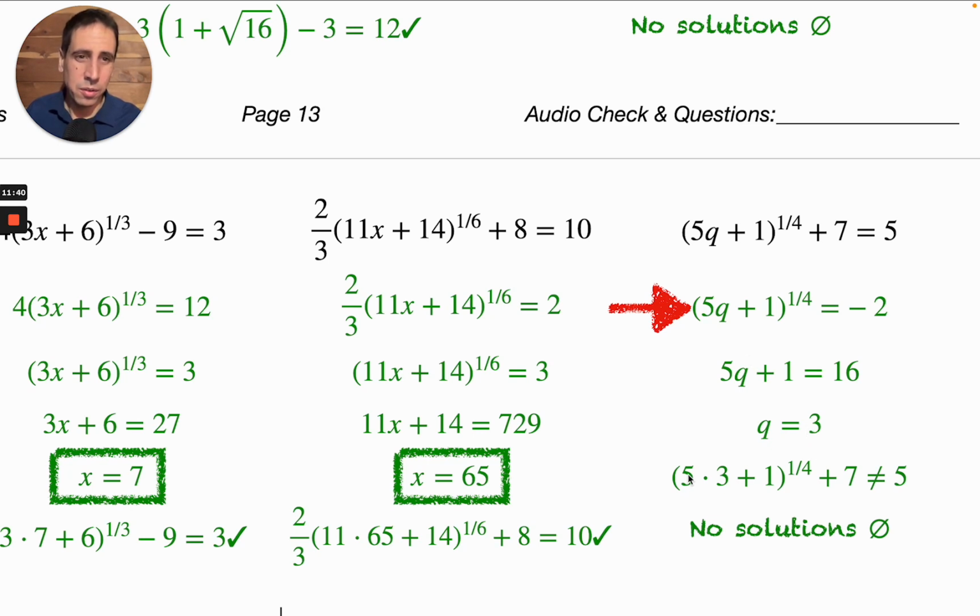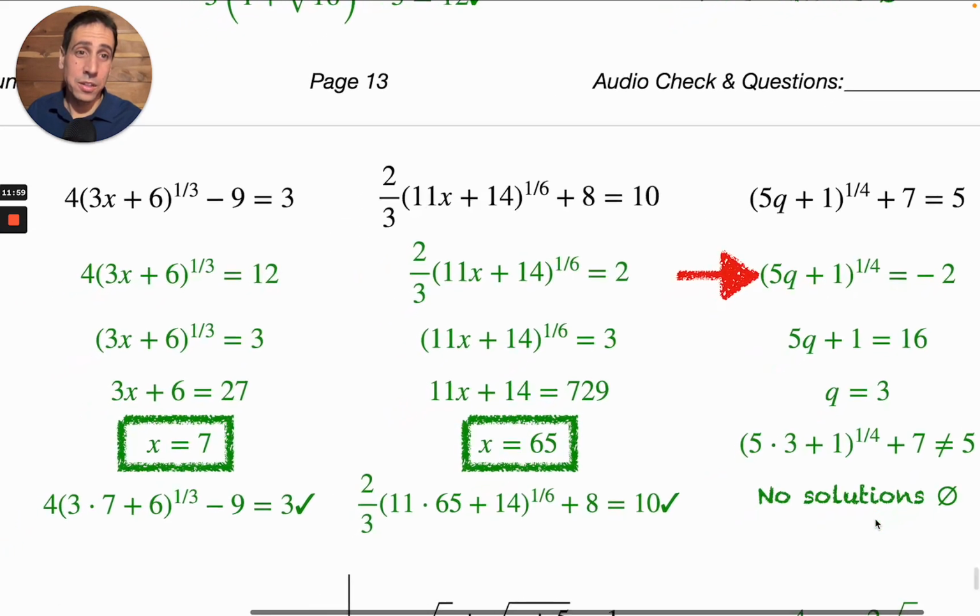We think that q is equal to 3, so 5 times 3 is 15, plus 1 is 16. 16 to the 1/4, well, what number times itself 4 times is 16? It's 2. So 16 to the 1/4 is 2, plus 7 does not give you 5. 2 plus 7 is 9. So therefore, there are no solutions to this equation.